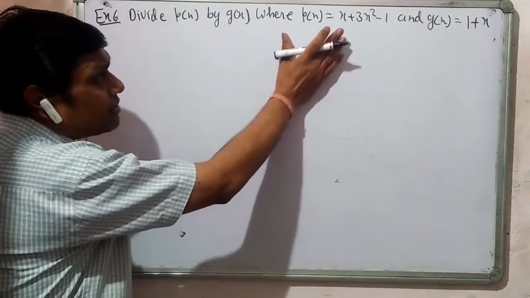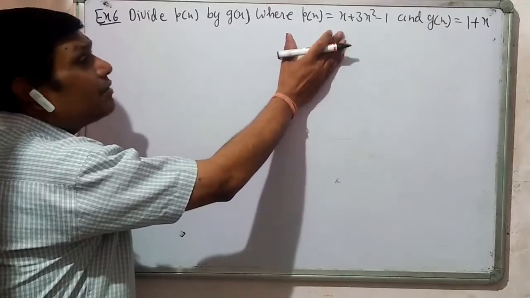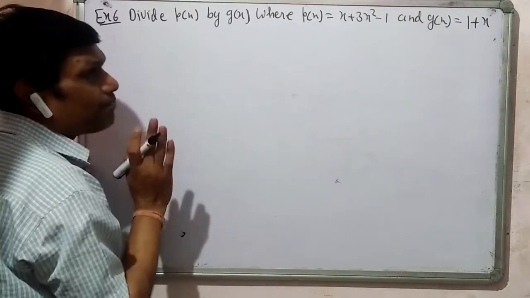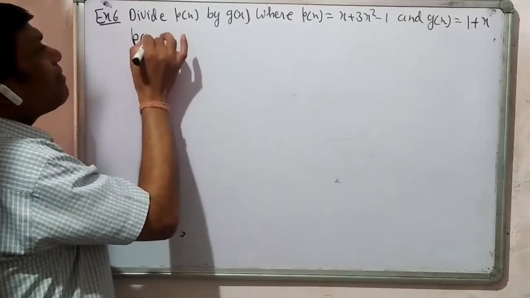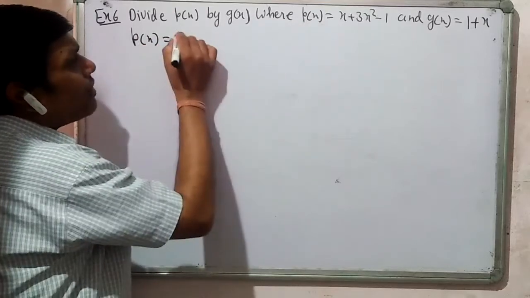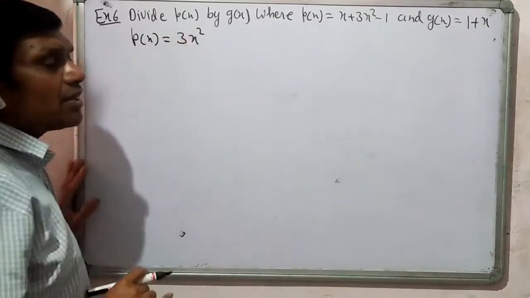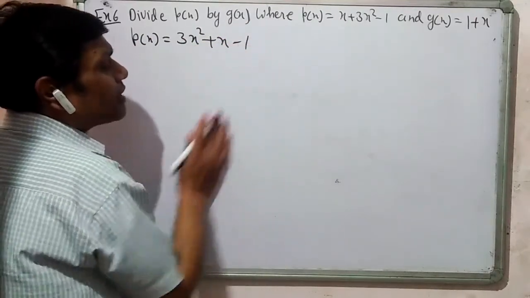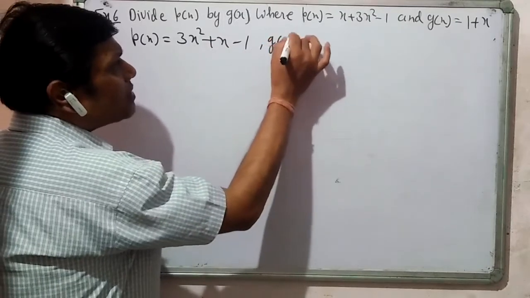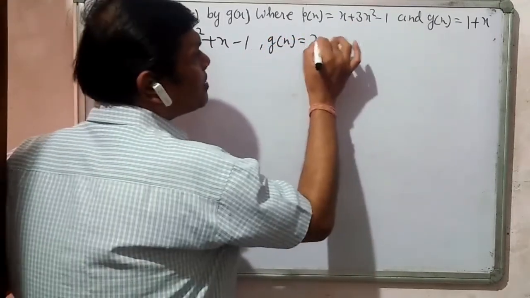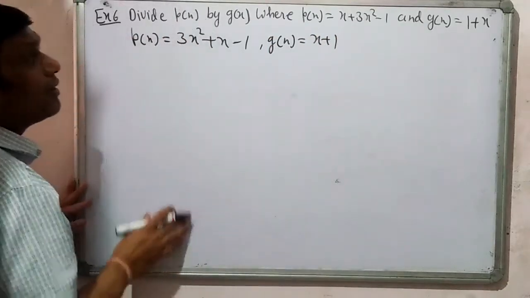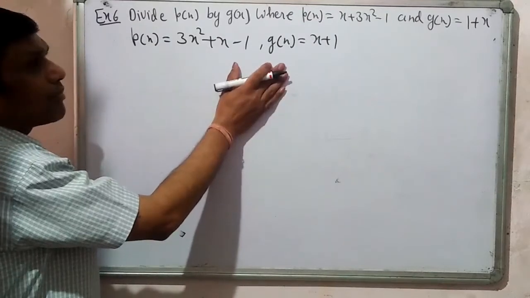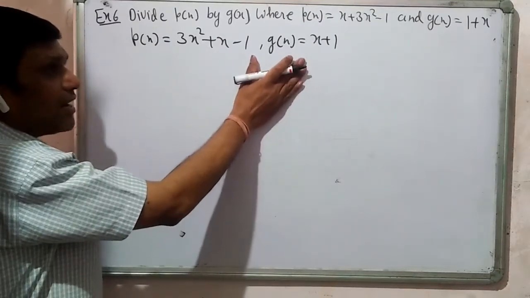What we are observing is that they are not written in their standard form. First, we'll convert them into standard form. So p(x) when written in standard form will be 3x square, the highest degree term first, then the lower x, and then minus 1. And g(x) can be written as x plus 1. That is what we have written, it is in standard form. Right? Now we start dividing it.